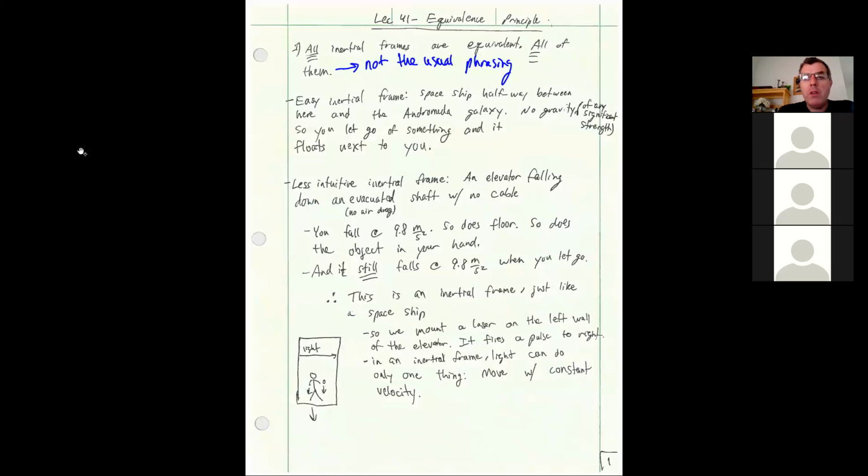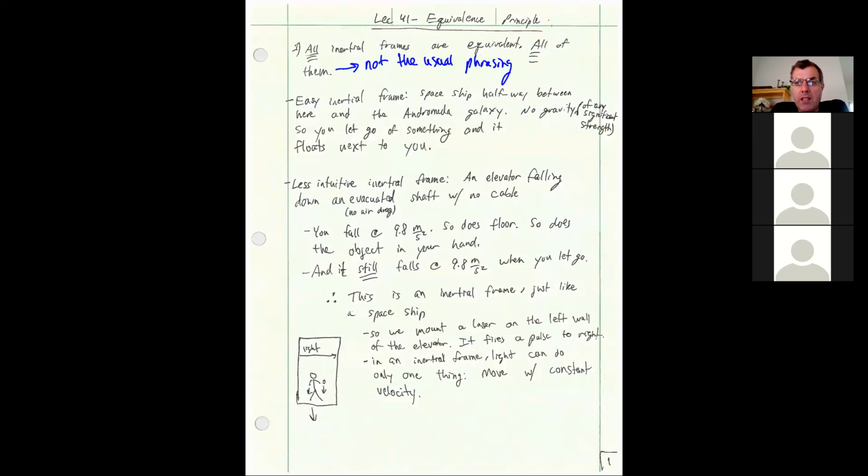So general relativity is founded on something called the Equivalence Principle. There's a few ways of phrasing it. The one we're going to really work with today is that all inertial frames are equivalent, all of them. And we're going to push hard on that. That's not the way it's usually stated. It's usually stated in one of two ways.